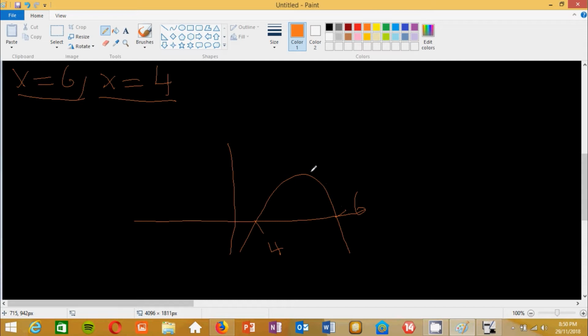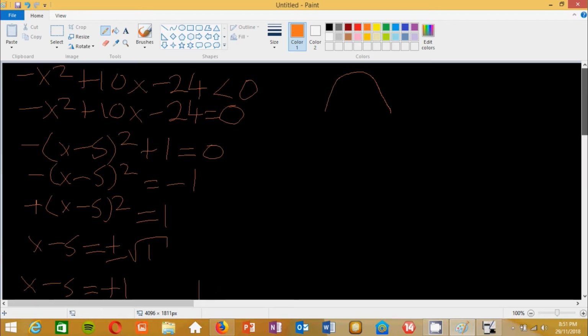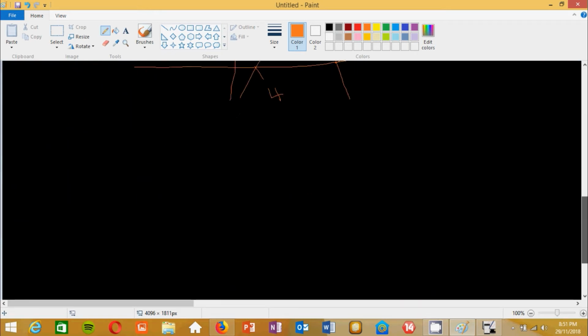And this graph here, this is y is equal to f of x, which is equal to negative x squared plus 10x minus 24. So if we go back to our original inequality here, if this is f of x, we are looking for the region where f of x is less than 0.